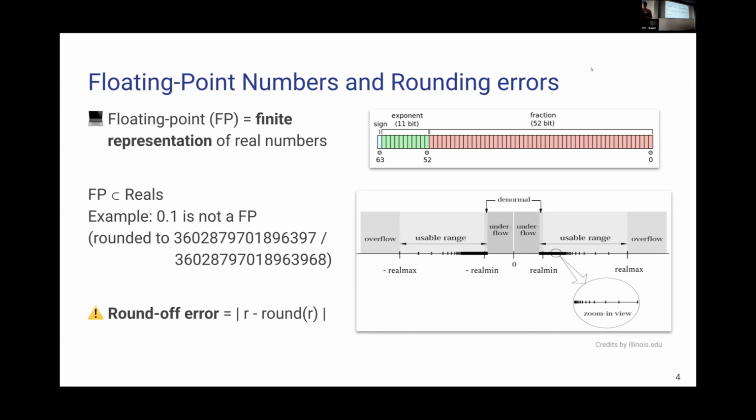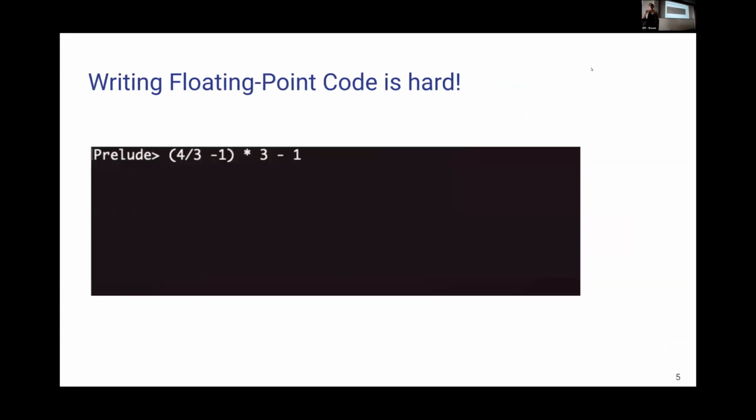Being a finite representation, of course, not all real numbers can be exactly represented as a floating point one. And this is a typical example. For example, 0.1 is not a floating point, but instead is this number that can be represented with this fraction over here. So every time we use a constant or we perform an operation using floating point numbers, we are introducing what is called a round-off error. And a round-off error is defined as the difference between a real number and its finite precision representation.